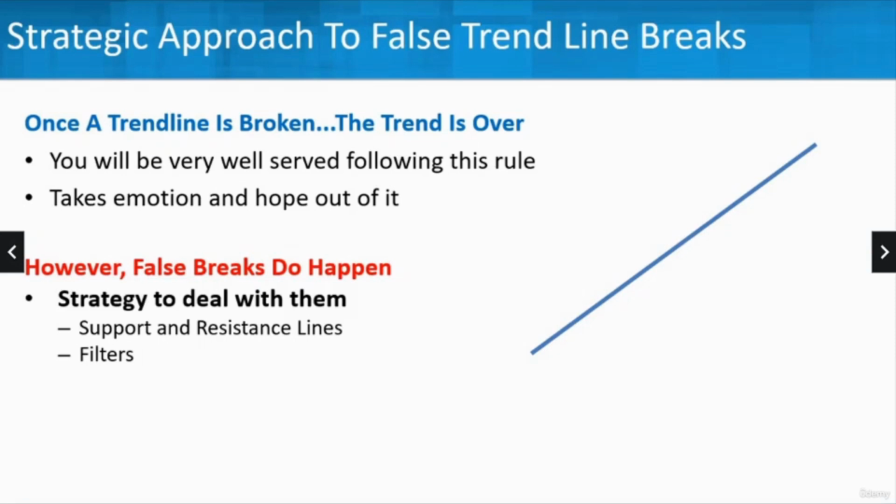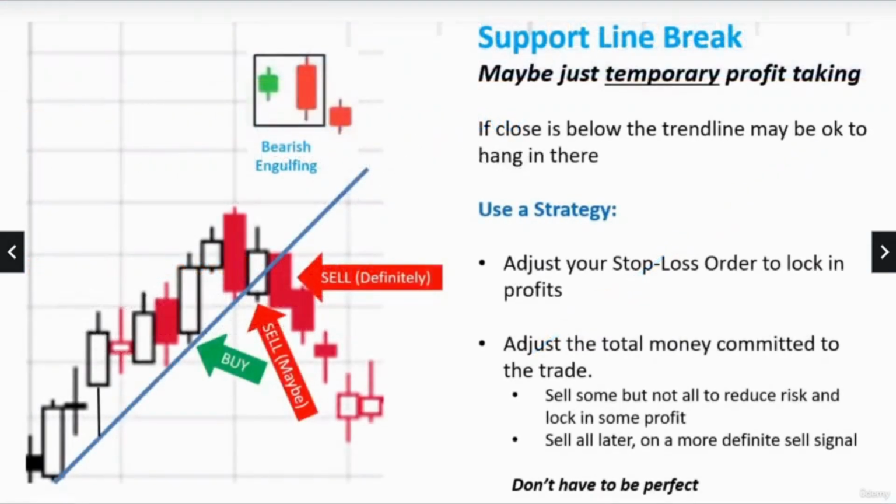However, false breaks do happen, frequently. So there might be ways that we can use a strategic approach to deal with them and help us be better traders. And we're going to talk about how we can use support and resistance lines in terms of our strategy, but also how to apply filters around this in this lesson. So let's get into how we might be able to deal with these potential false breakouts in terms of strategy. So here's an old friend.